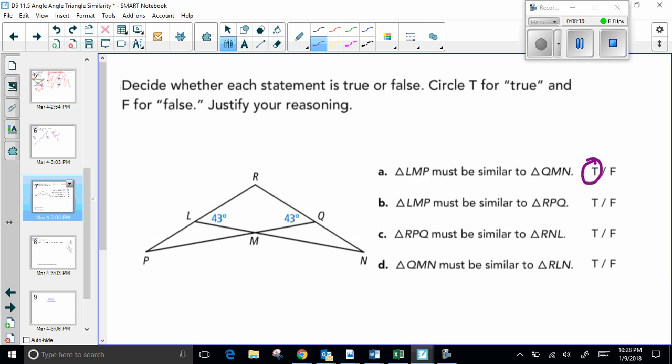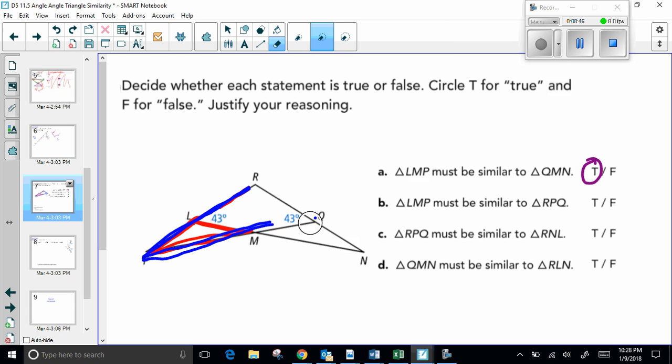Next, how about LMP must be similar to RPQ? This one's different. LMP is this triangle. And then the other one is R, oops, I'm going to change colors, RPQ. Whoa. Okay. Let's see if we can make these similar, or determine if they're similar.